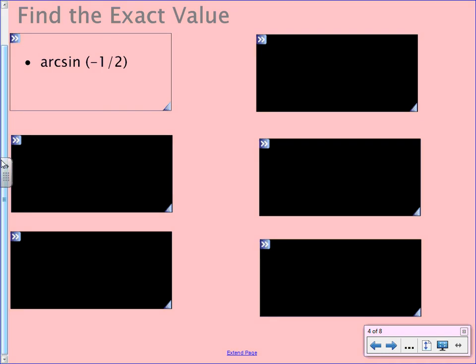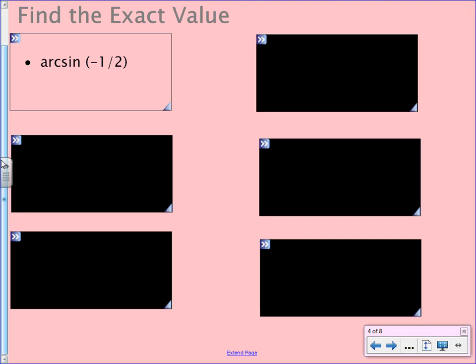The arc sine of negative 1/2. So the inverse sine of negative 1/2. This is going to be an angle. Since this is inverse sine, our angle is going to be between what? What's the range? Negative pi over 2 to pi over 2. Our domain's negative 1 to 1. Does this fit our domain? Negative 1 to 1. Yes, so we can evaluate it.